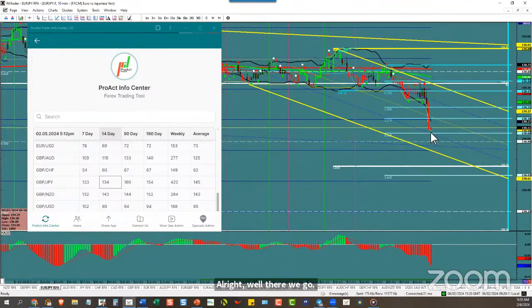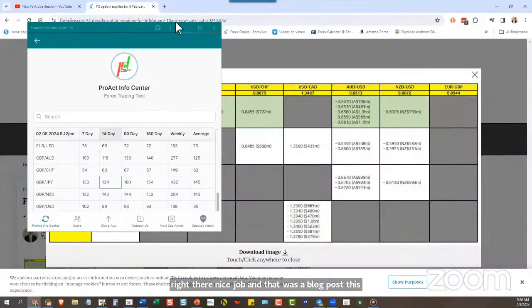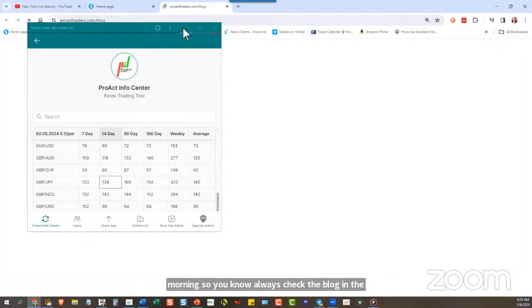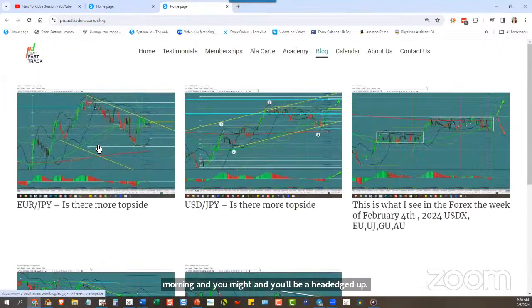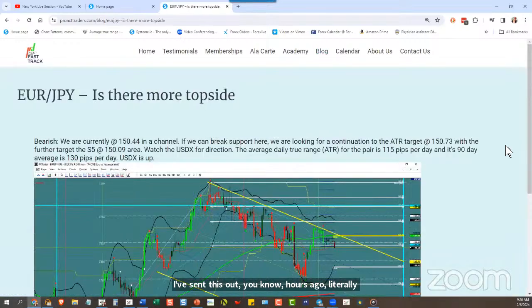And almost to the 619. That's a bounce point. See right there? Nice job. That was a blog post this morning. So, always check the blog in the morning and you'll be a heads up. I sent this out hours ago, literally hours ago, right there. All right.